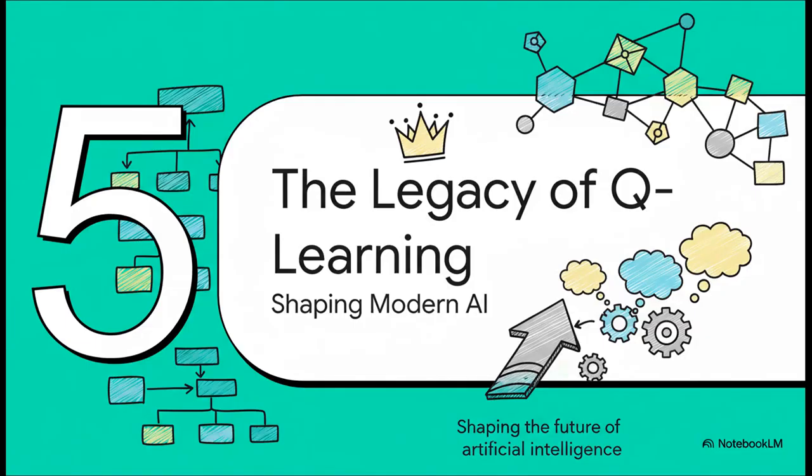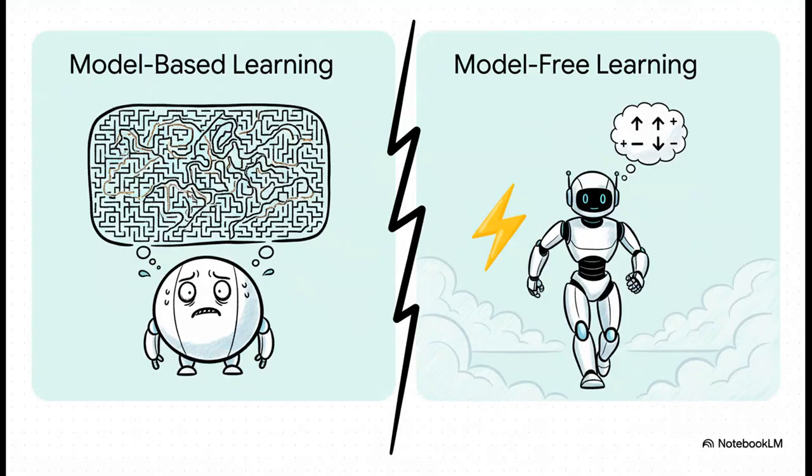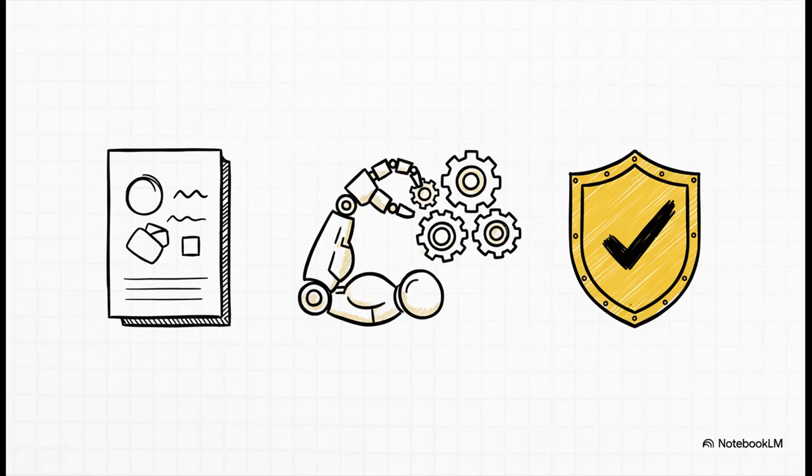And that guarantee, that mathematical promise, is exactly what cemented Q-Learning's place in history and really helped shape the future of AI. One of its most powerful ideas is that it's model-free. What that means is our robot never has to build a complete map of the maze inside its head. Instead of learning the rules of the world, it just learns the value of its actions directly from experience. This makes it way more flexible and a lot more efficient. And that's really the heart of it.